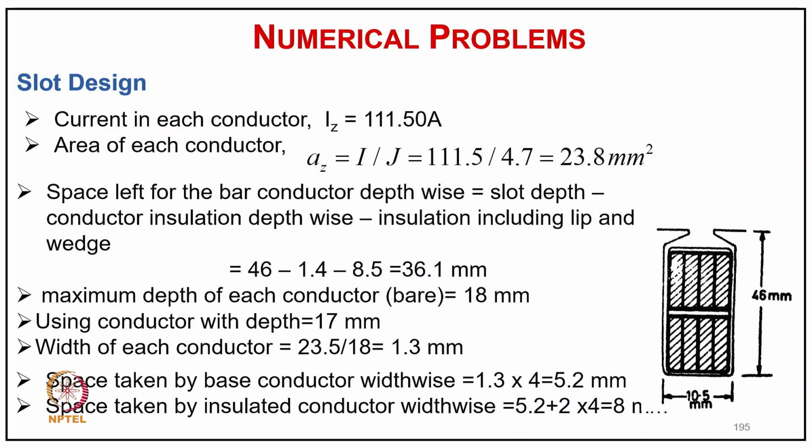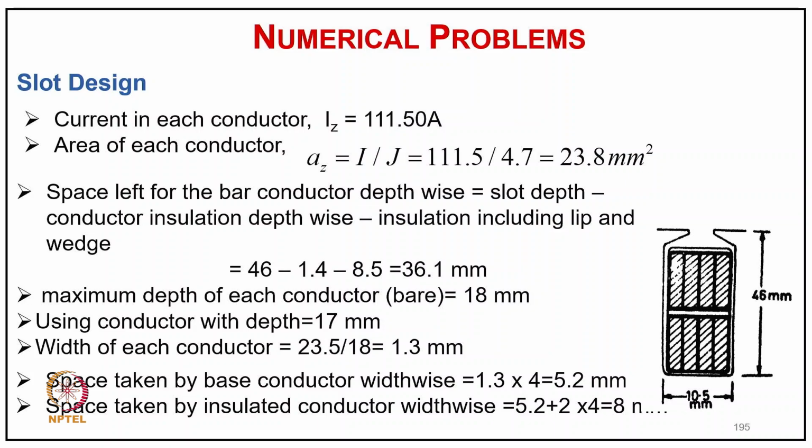Now coming to slot design, current in each conductor is Iz equal to 111.5 ampere, and area of the conductor is Az equal to I upon J. So taking current density 4.7, it comes to 23.8 millimeter square. The space left for the bar conductor depth wise is slot depth minus the conductor insulation depth wise, minus insulation including the lip and wedge, and it comes to 36.1 millimeter.